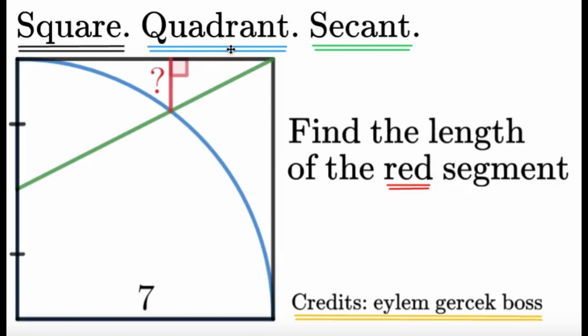There's a square, there's a quarter circle, and there's a secant. Find the length of the red segment, as you can see in the figure.